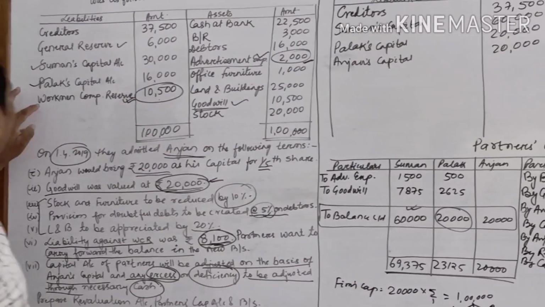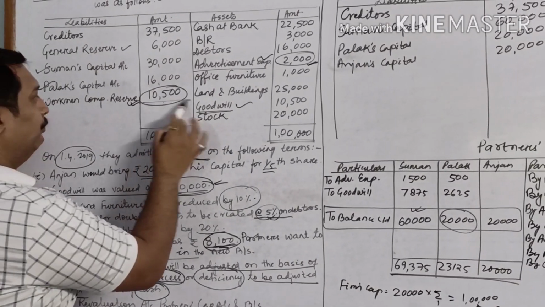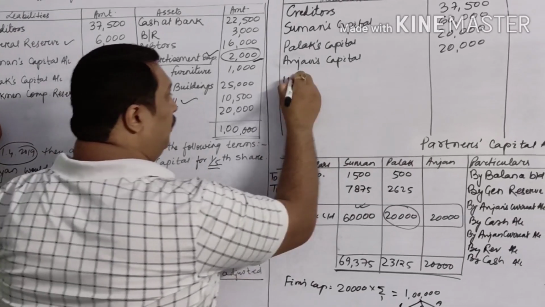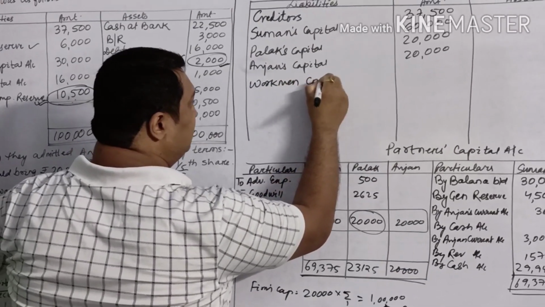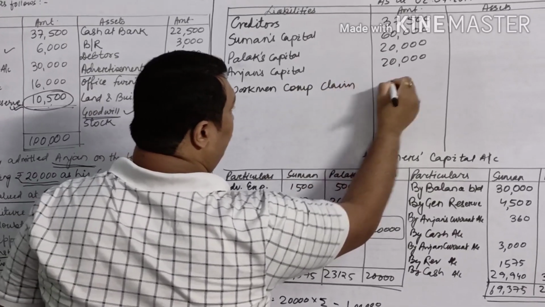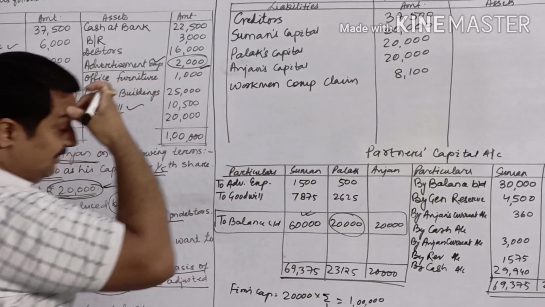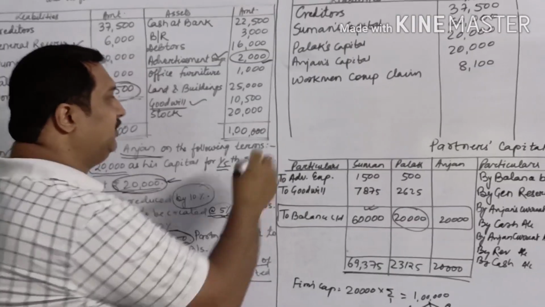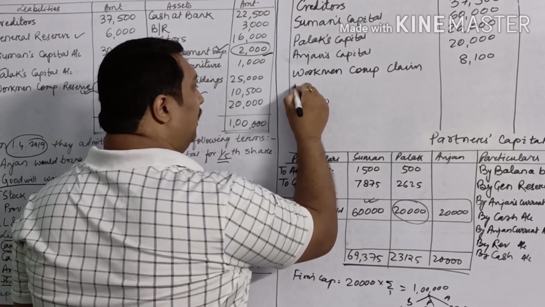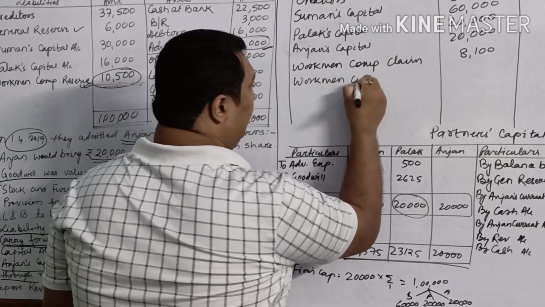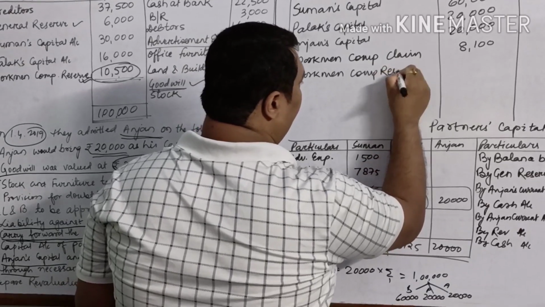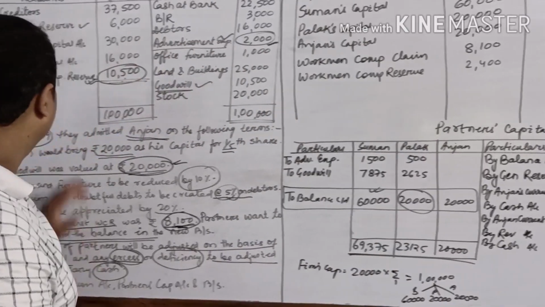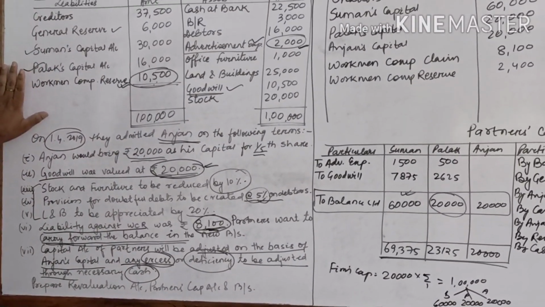Now after balances we have the workman compensation reserve, which was 10,500, and against this there was a claim. So first of all we will write workman compensation claim rupees 8,100, and at the same time the partners wanted to carry forward the balance in the new balance sheet. So we will write over here workman compensation reserve. How much is the balance? 2,400 will be written over here as the balancing part. So that was all with our liability side.